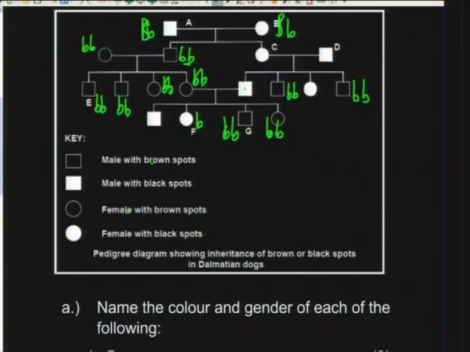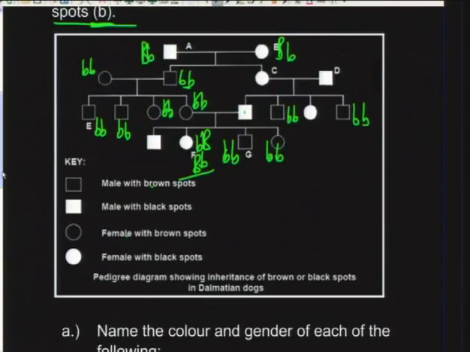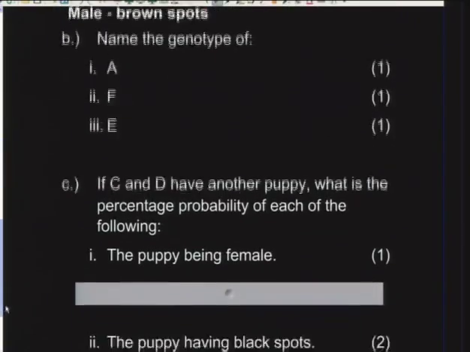But what do we see here? F is black, and black is dominant. So F must have the capital letter. So we just write it like that. That's F. And the last one was E. The E was done already for us because it's clear, it's homozygous.